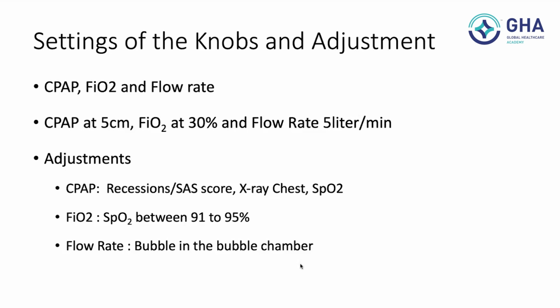But if your Silverman-Anderson score is still more than 3, that means you can increase the pressure from 5 to 6 or 6 to 7. So you continue to increase the CPAP pressure if the work of breathing is still high.